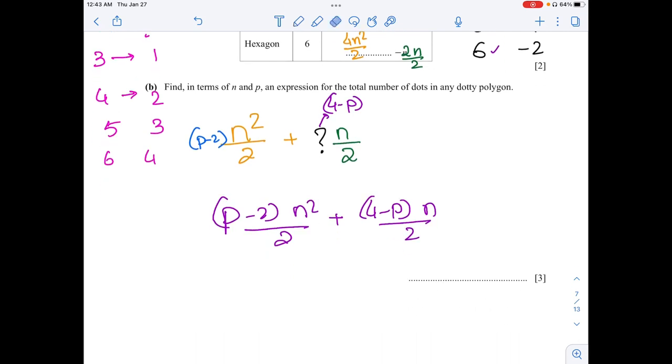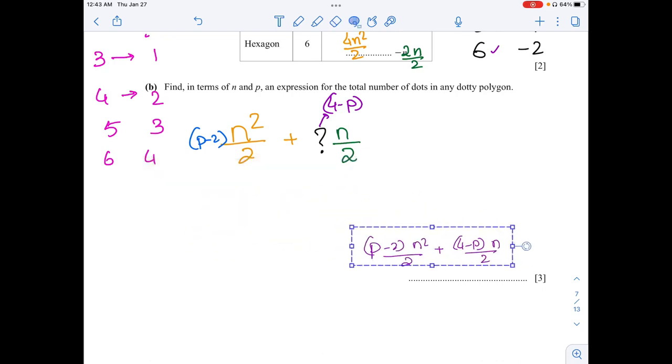That formula has to be written in this blank.